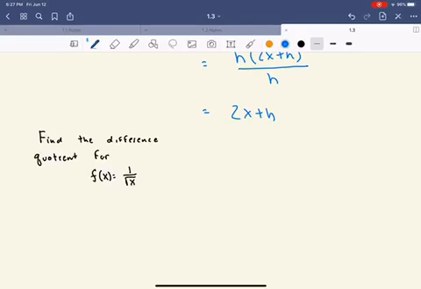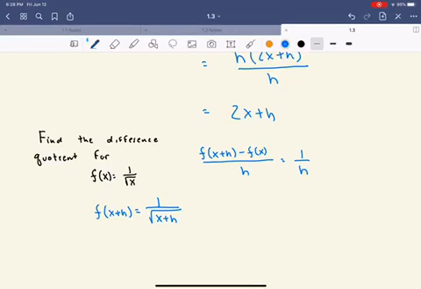So it's going to be, remember, f of x plus h minus f of x divided by h. Now in this case, our f of x is 1 over square root of x. So our f of x plus h is 1 over the square root of x plus h. Okay, so I'm going to write this as 1 over h times 1 over square root of x plus h minus 1 over square root of x.